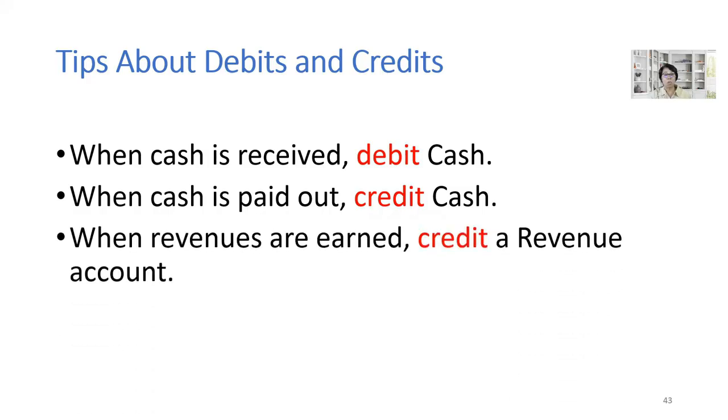Okay, when revenues are earned, you credit the revenue account. Revenue is the same as sales. When you make a sale, your cash goes up and your revenue goes up. So you debit cash and you credit sales.